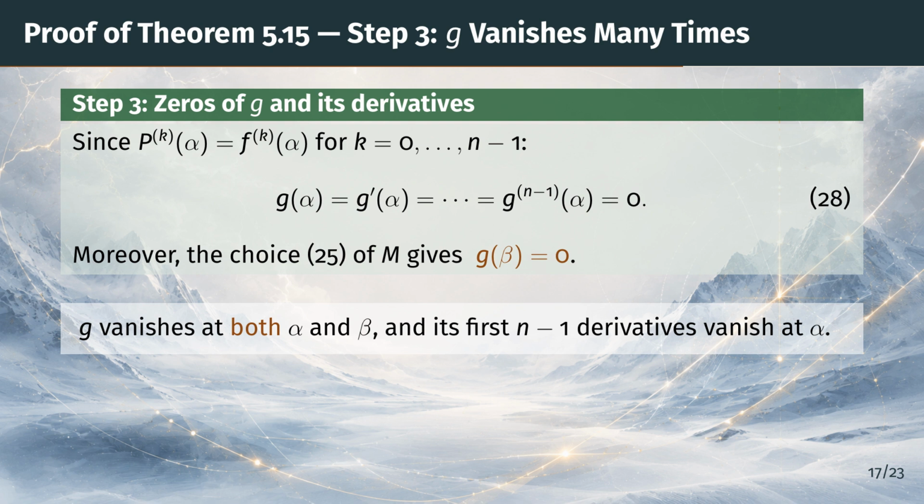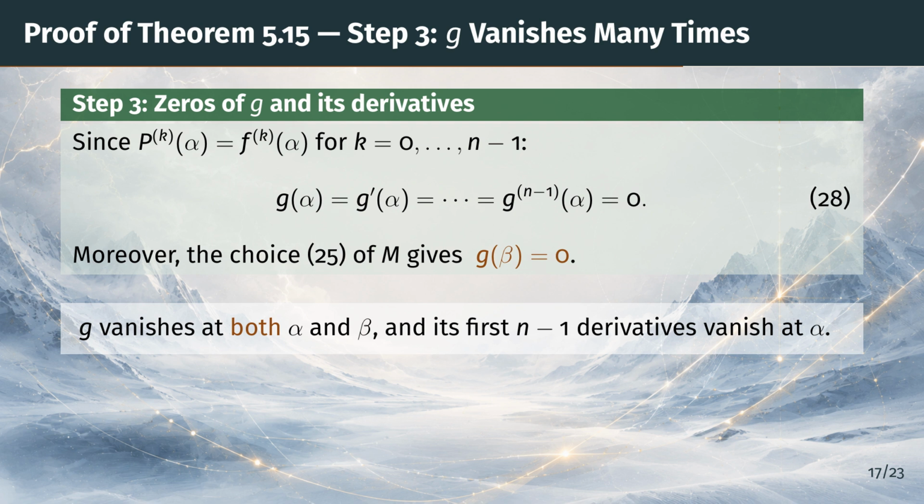g and its derivatives up to order n minus 1 all vanish at alpha. That is n separate pieces of information stacked at one point. At the other end, the choice of M in equation 25 was made precisely so that g of beta equals 0. That was the whole point of the definition.